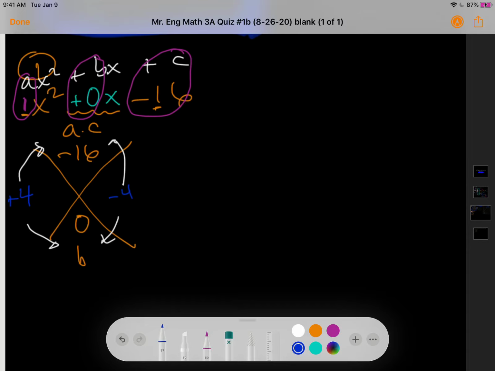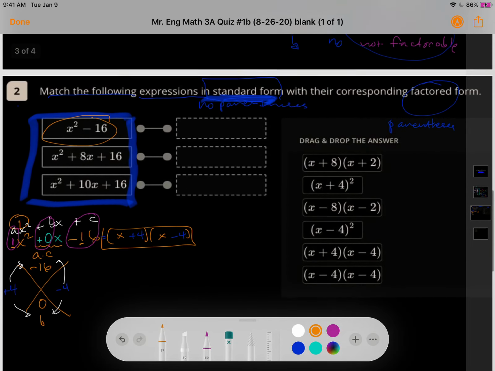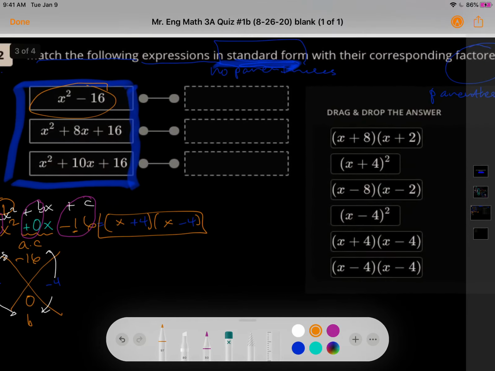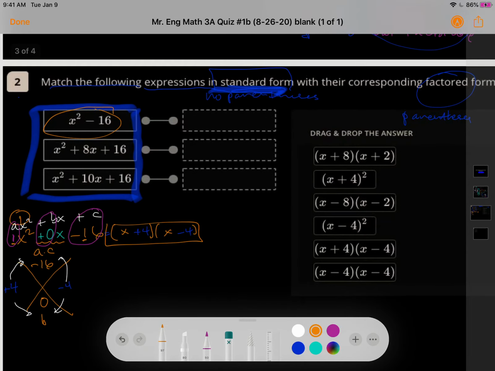So how would you factor that one? The answer would be positive 4 and negative 4. And you have your parentheses here, x plus 4, x minus 4 is my answer. Let's see if that matches one of these. Now it says drag and drop, and essentially if you think about it, it's like multiple choice, and you have your answers on the screen. Now be careful, the pluses and minuses will distract students, so pay attention to those.